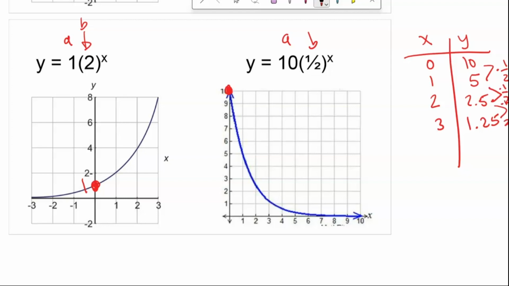So every time we are multiplying by 1/2 times 1/2 times 1/2. I'm running out of space here. But you get the point, hopefully. You're multiplying by 1/2 every time. So we go 10, 5, 2.5, 1.25. We're cutting it in half every time. Okay, so that is just a brief overview of exponential equations and how to graph them.